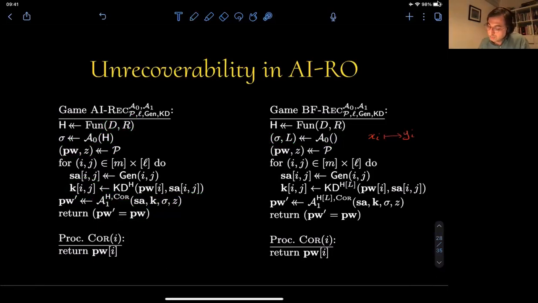And what we are going to do then in the online phase of the game is that we are going to run the game with respect to a random oracle, which is random everywhere, except for points in L, where it should be compatible with the assignments in L. So that is the bit fixing random oracle model. And Coretti, Dodis, Guo, and Steinberger in 2018 proved that if you have bounds in the bit fixing random oracle model, then you can actually derive bounds in the auxiliary input random oracle model.